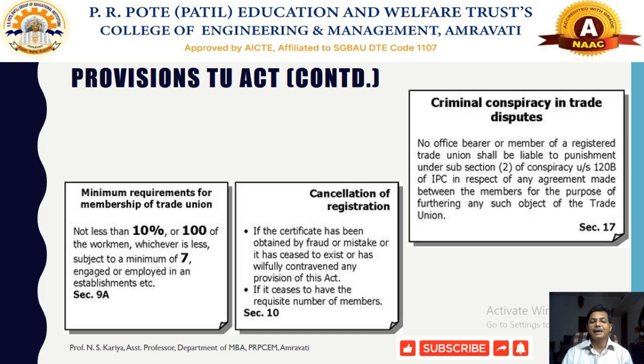So if I want to join a particular trade union, I have to look at how many members there are. There should be a minimum of 7 members in that trade union, or, out of 100 workers, 10% should be members of that particular trade union. Then I will decide whether to join that organization or not. This has been mentioned in section 9A.